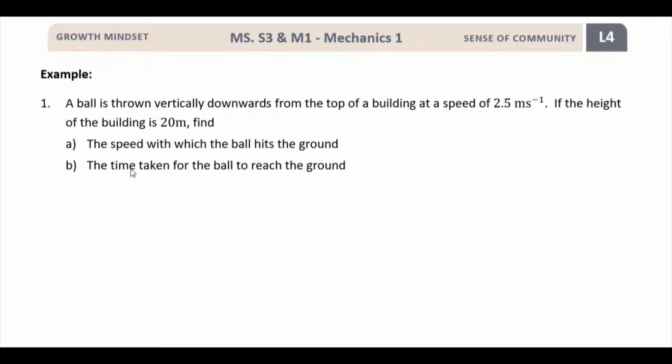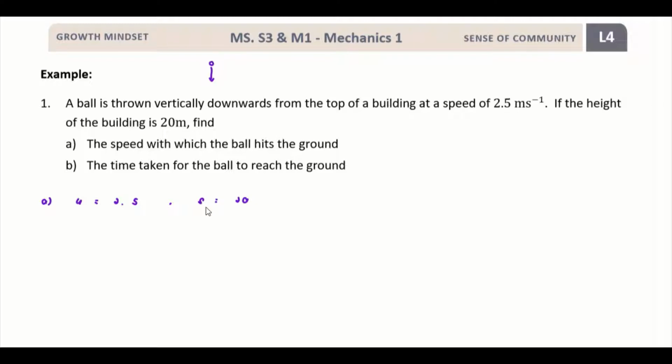Number one: a ball is thrown vertically downwards from the top of a building, with a speed of 2.5 meters per second, and the height of the building is 20 meters. From this question, there are two pieces of information that are very obvious to us. The first is that the initial speed is 2.5. The next is that the height of the building is 20. So we know that the displacement is going to be 20.